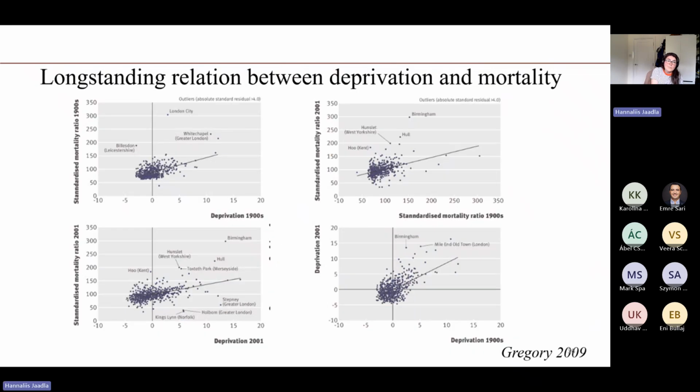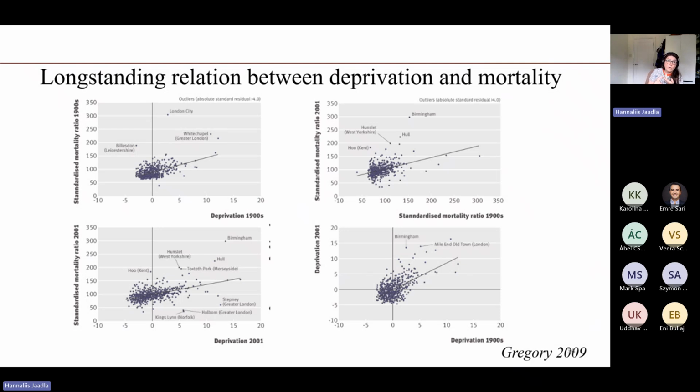And this has been studied also in a few papers. So Ian Gregory's paper is a good use of using deprivation measures and standardized mortality rates. He uses data from 2001, which has mortality and deprivation data, and he uses data from 1901 to 1910 for district level mortality data, plus also census indicators.